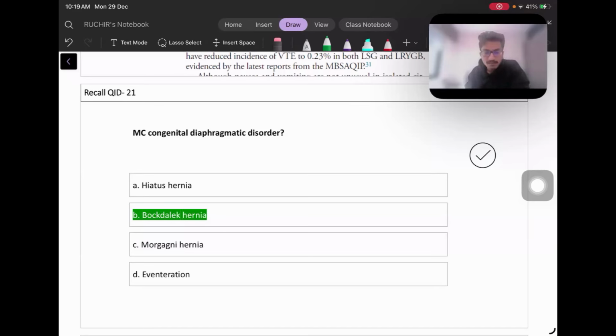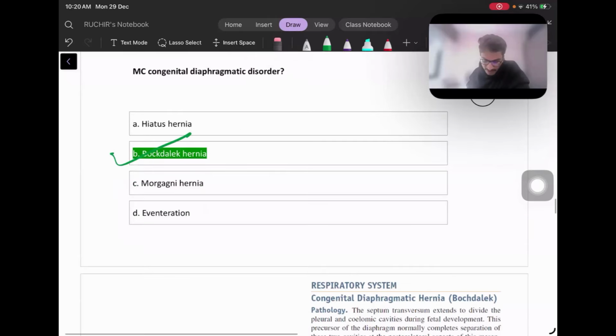Why I'm confirming the question stem and options here is because even a slight change in the question stem or the options can change the answers. I want to give you an accurate recall. Yeah, same question. I think this is very straightforward. Again, the answer is Bochdalek hernia.